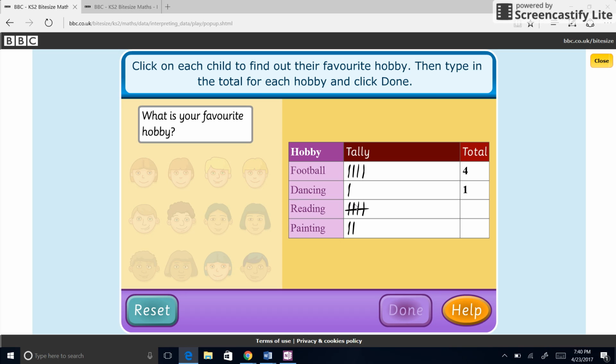Reading has 1, 2, 3, 4, 5. So we're going to type in 5. And painting has 2.